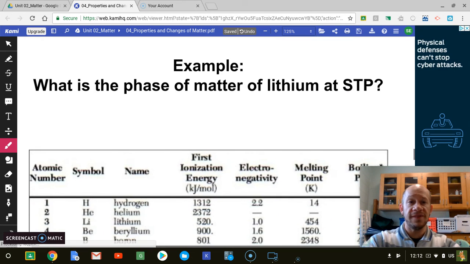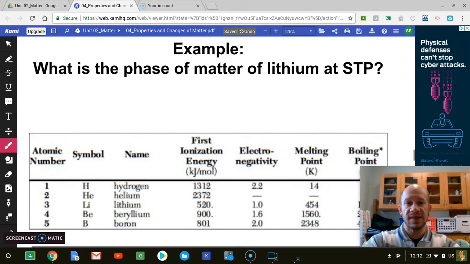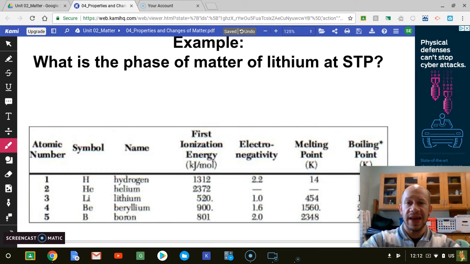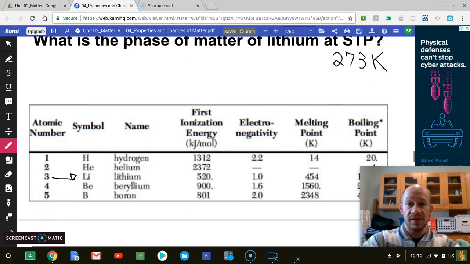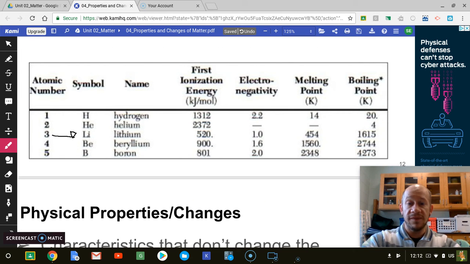So what is the phase of matter of lithium? I'll do one more example at STP. STP is 273 Kelvin. That's the temperature that we're looking for. If we're looking at lithium, which is right here, atomic number 3, 273 falls lower than 454. Therefore, it would be a solid.